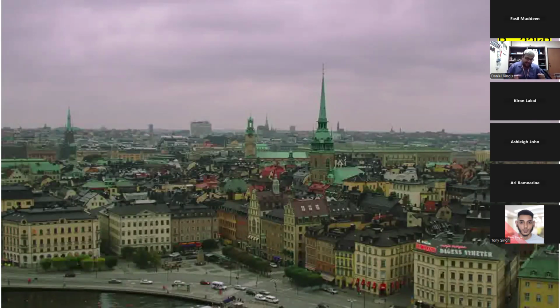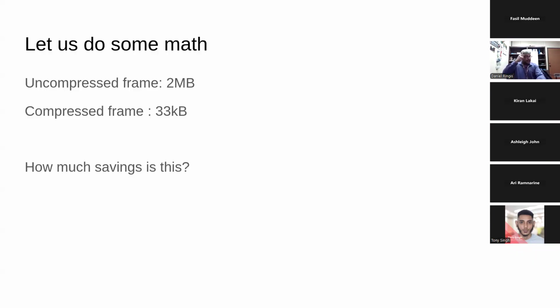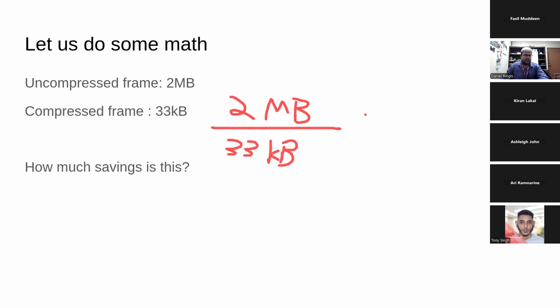So, time to break out the napkins and start scribbling. How much smaller is this between A and B? Our uncompressed frame is 2 megabytes and our compressed frame is 33 kilobytes. So how much smaller is it? We have 2 MB divided by 33 kilobytes. 2 megabytes is how many kilobytes? Approximately. We could go with the approximation.